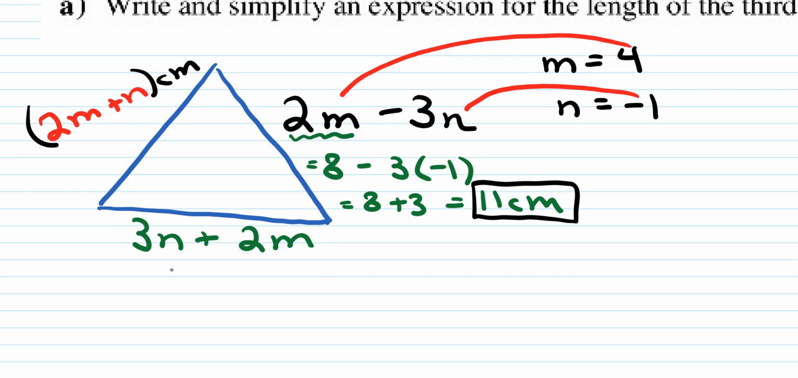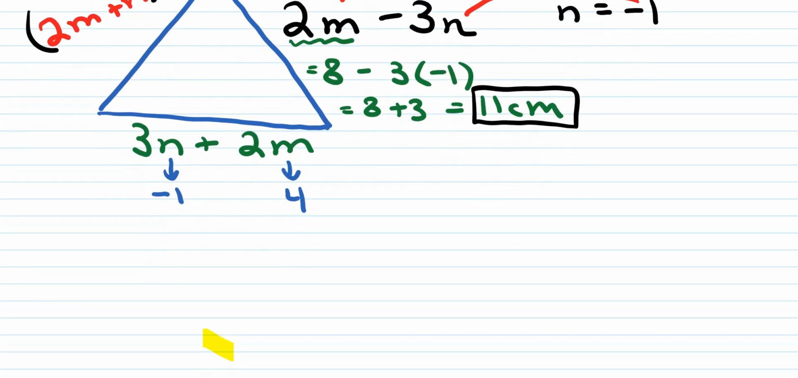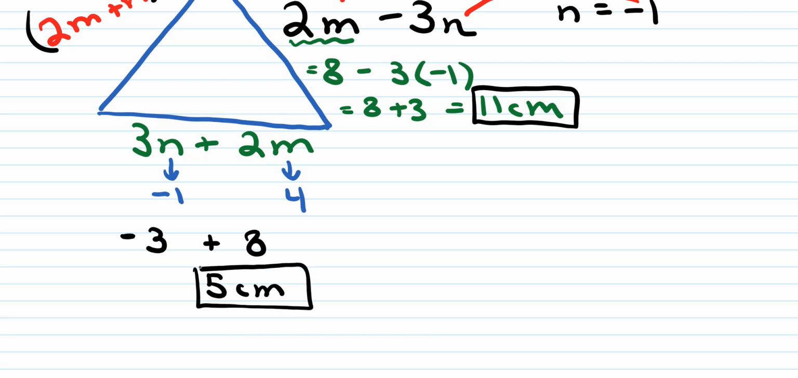And then all we have to do now is just plug in the variables, negative 1, and this is going to be 4, right? A little bit of work here. So 3 times -1 is -3. Plus 2 times 4 is going to be 8. So -3 plus 8 is going to be 5. So 5 centimeters is another side of the triangle there.